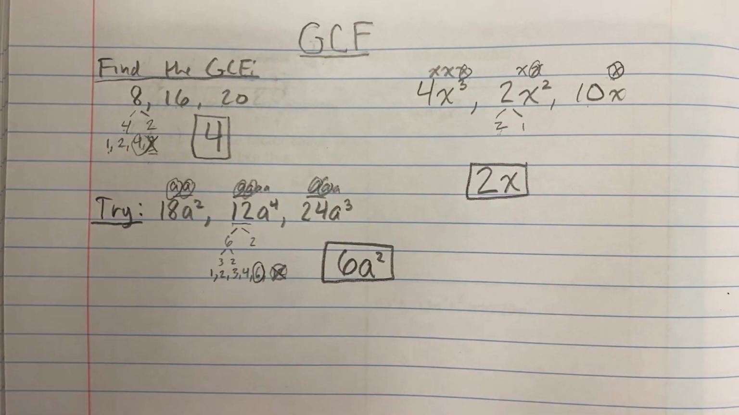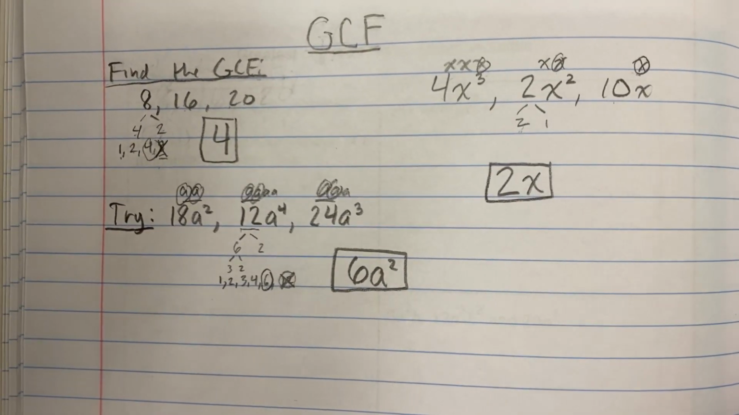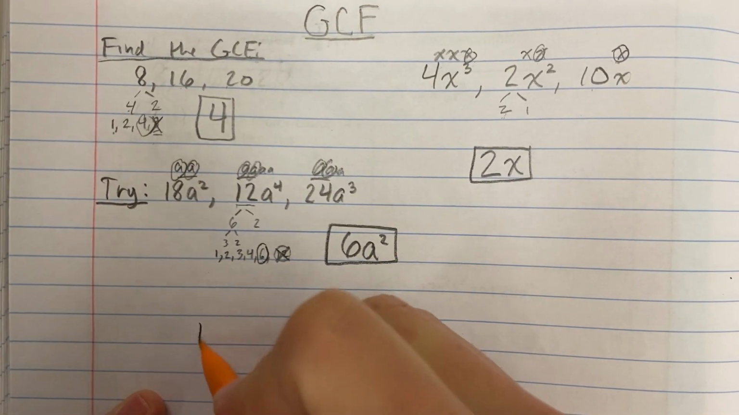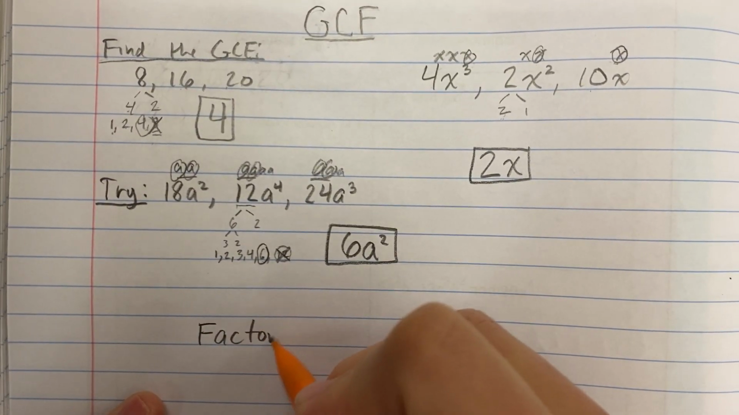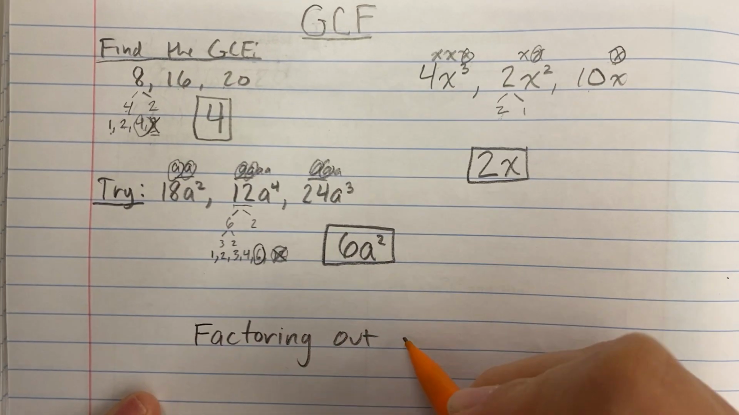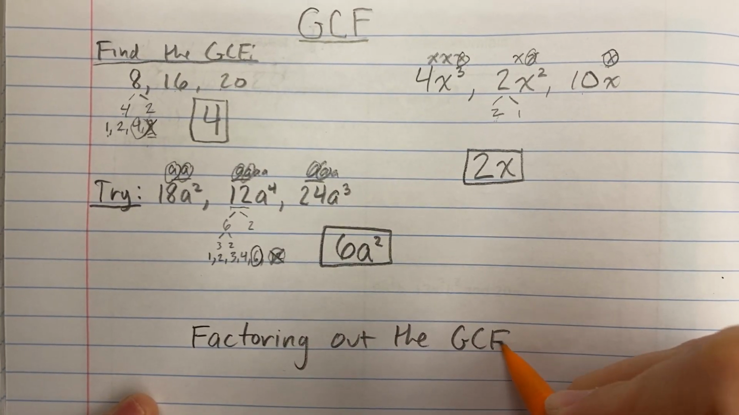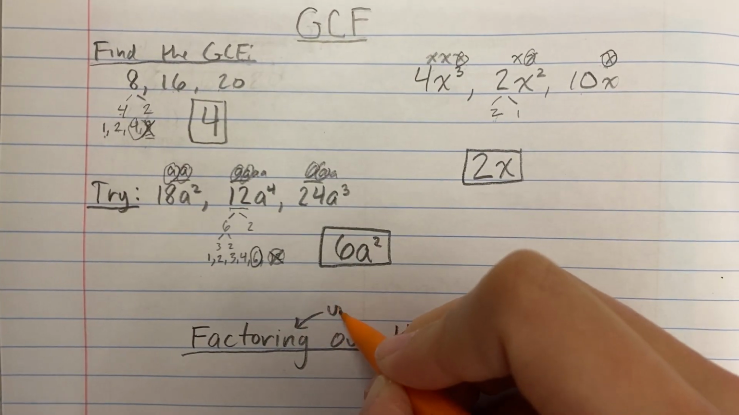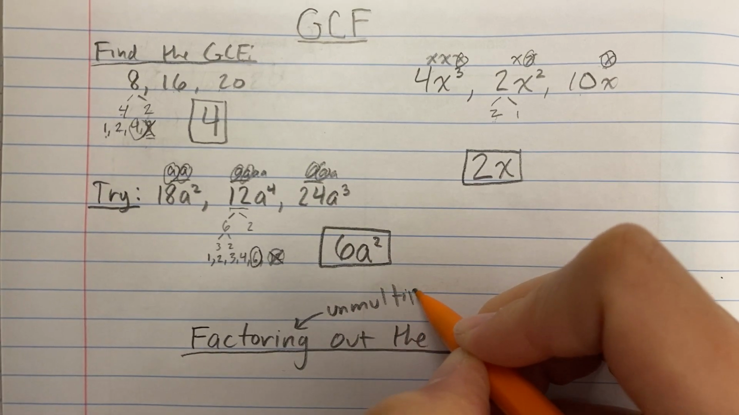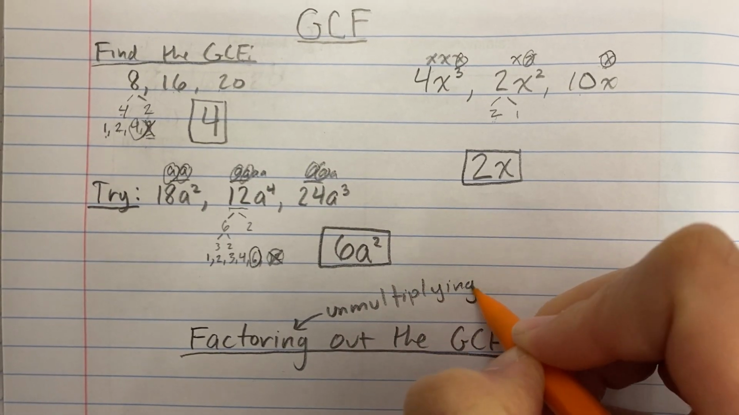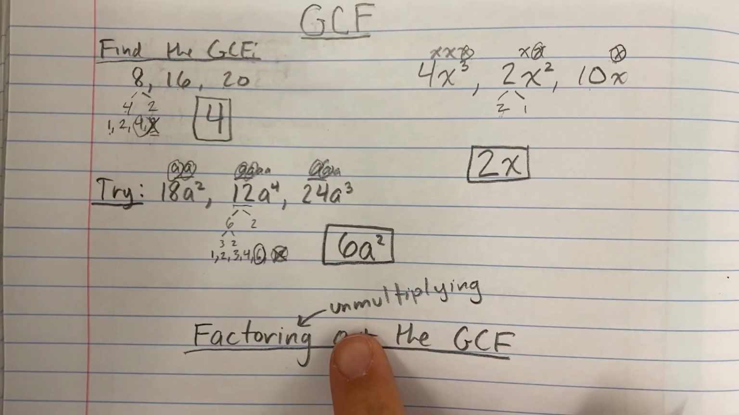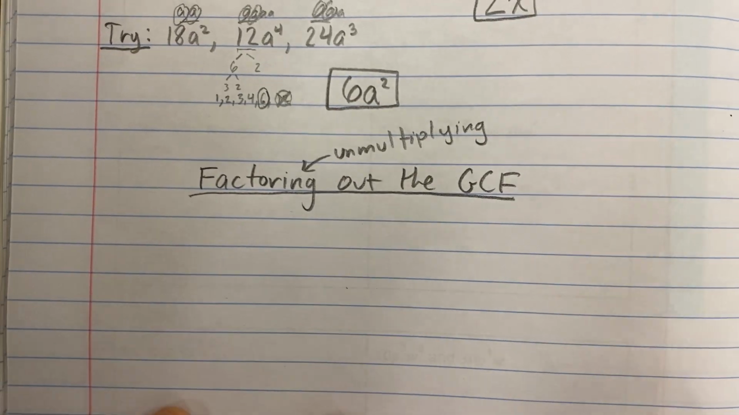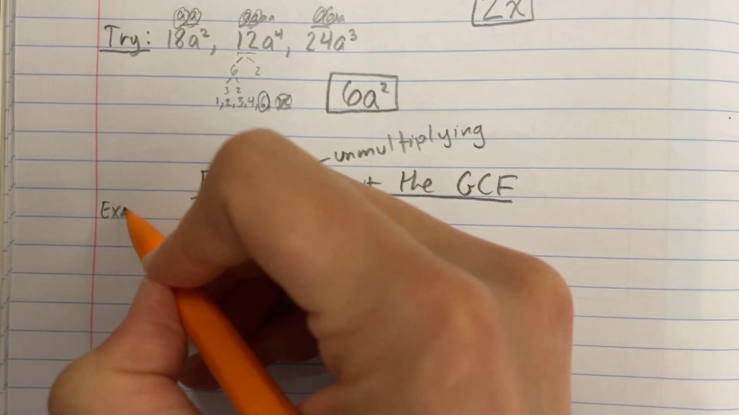All right? Now, here's where we get to use that GCF. So next, go ahead and title this factoring out the GCF. We're going to be factoring out the greatest common factor, okay? And I want you to think of factoring as unmultiplying, right? We talked about how we've been going from factored form and multiplying to get into expanded form. So now we're going to do the opposite, okay? So here are your examples.